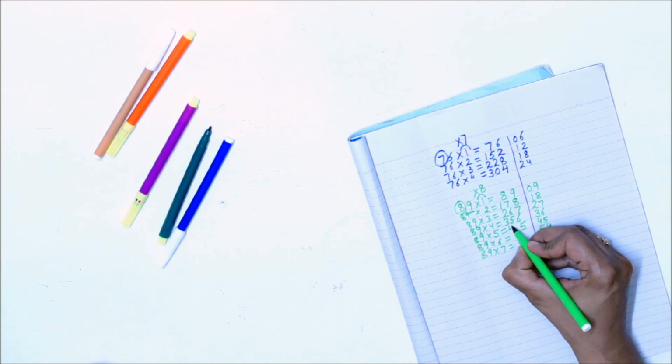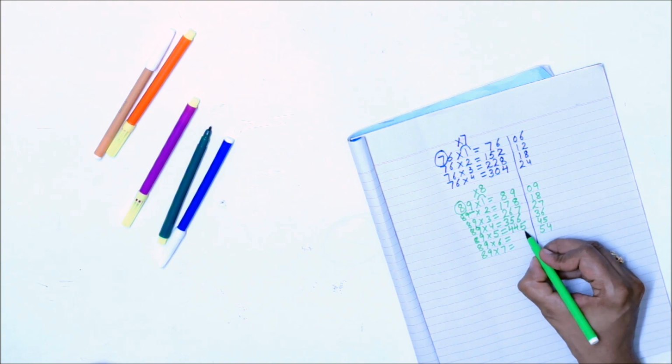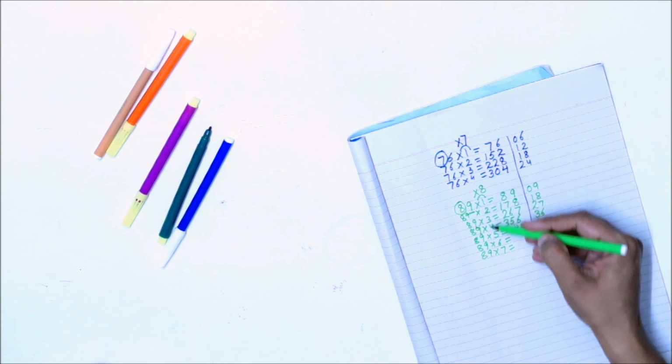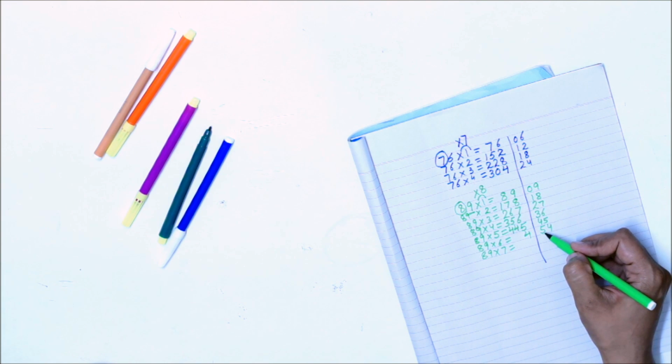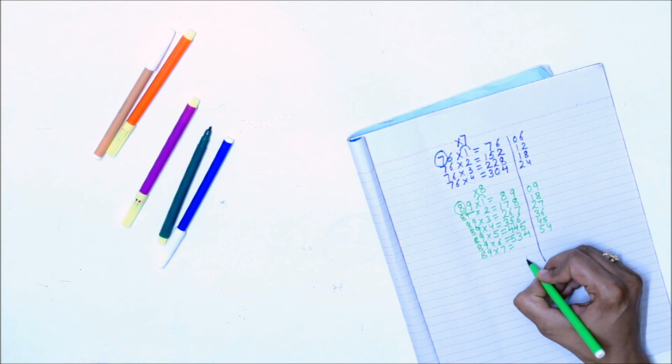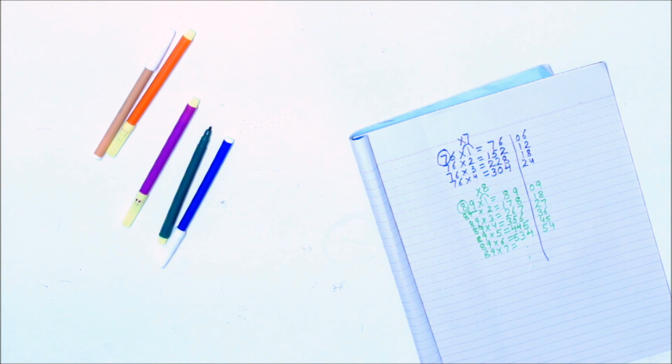40 plus 4, 44. I hope you understand this trick. 4 as it is. 8 times 6, 48 plus 5, 53. So like this you can write any 2-digit number times table.